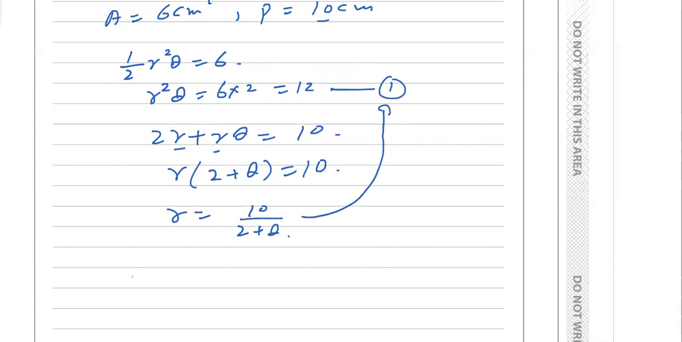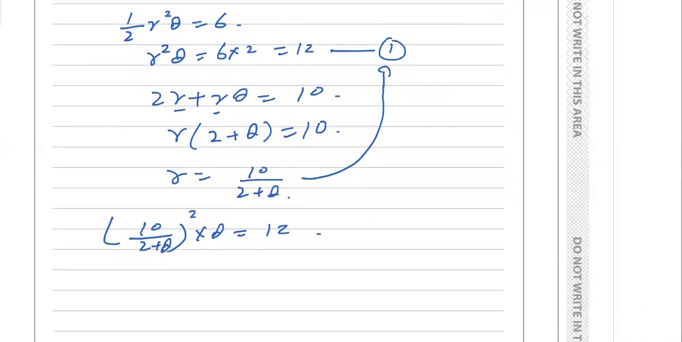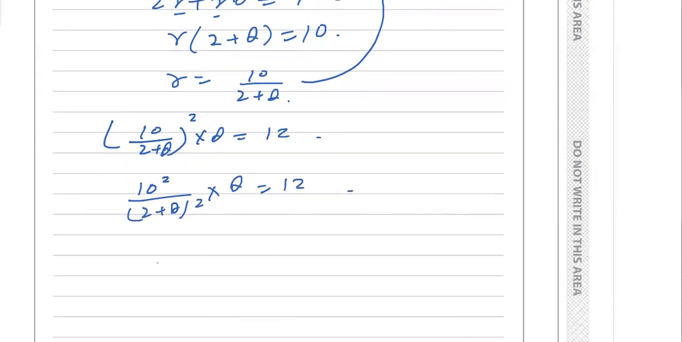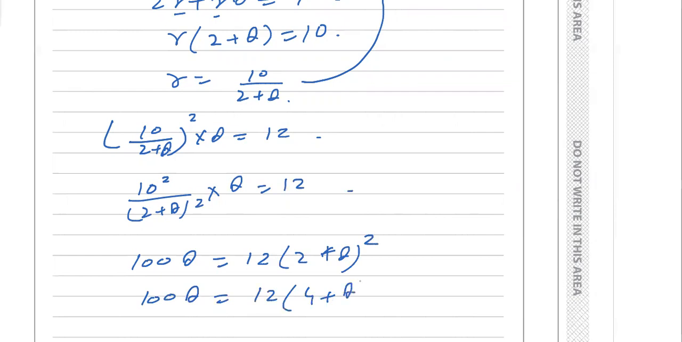It will become (10 over (2 plus theta)) squared times theta equals 12. So I can write it as 10 squared over (2 plus theta) squared times theta equals 12. Take the denominator to the other side: 100 theta equals 12 into (2 plus theta) squared. So let's expand it: 100 theta equals 12 into (4 plus theta squared plus 4 theta), using the (a plus b) whole squared formula.